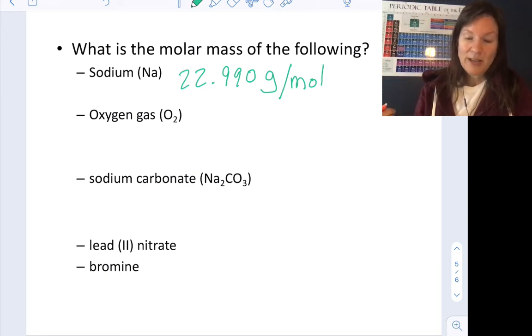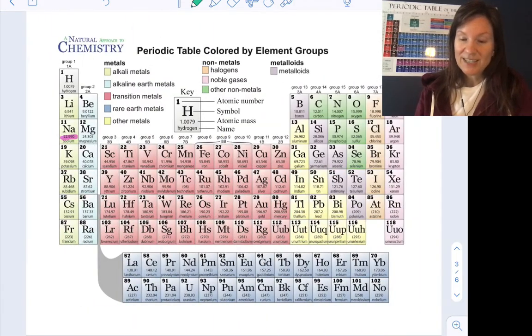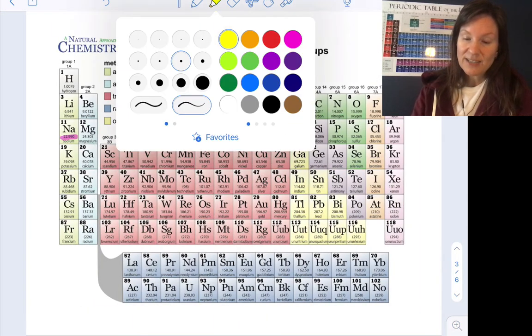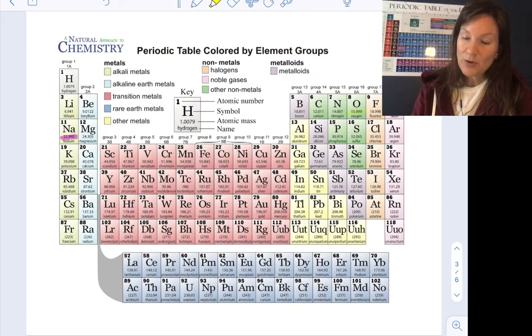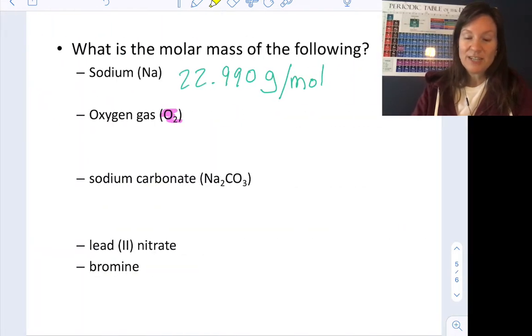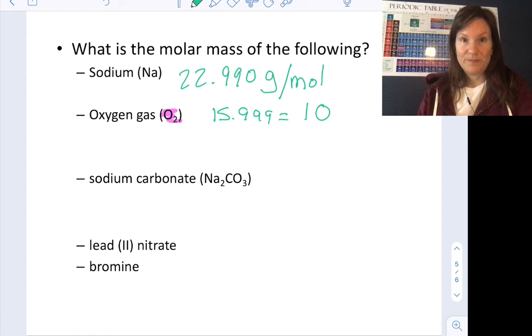Now, if I'm looking for the molar mass of oxygen gas, the formula for oxygen gas is O2. So if I go back to my periodic table, I see that oxygen has a molar mass of 15.999. That's what my periodic table is giving me. So that would mean 15.999 is the mass when I have 1 mole of 1 oxygen.